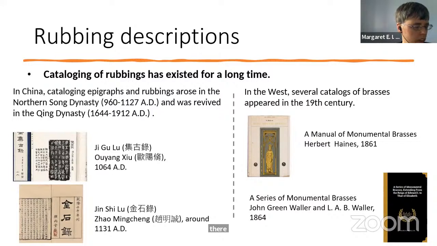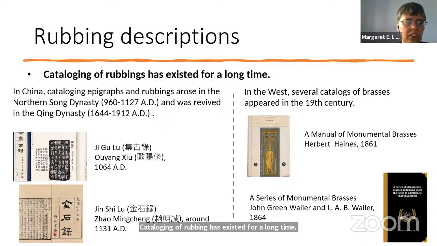Cataloging of rubbings has existed for a long time, but of course rubbings predate cataloging by quite a bit. In China, cataloging of epigraphs and rubbings arose in the Northern Song Dynasty and was revived in the Qing Dynasty. We have two examples here of earliest known Chinese rubbings catalogs. The Ji Gu Lu, which was attributed to Ouyang Xiu around 1064 AD, and the Jin Shi Lu, which was attributed to Zhao Mingcheng and others around 1131 AD.